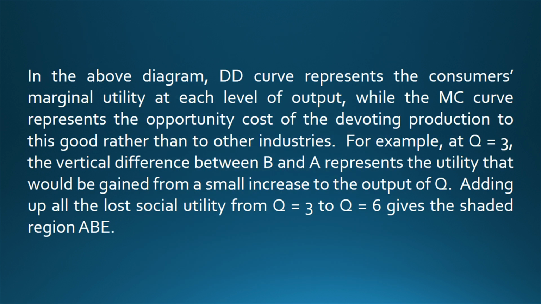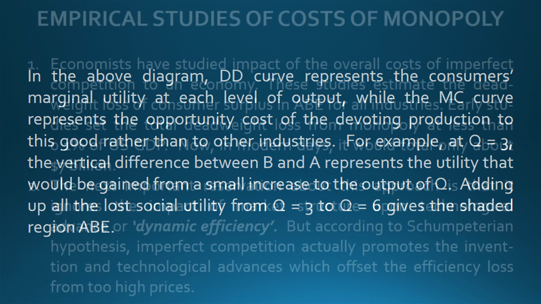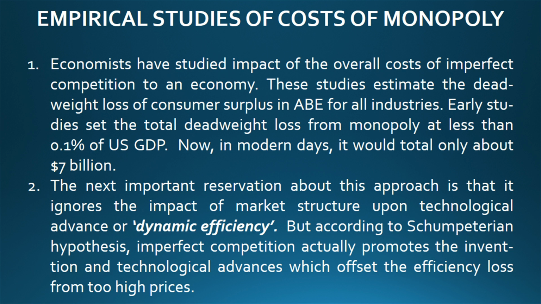In the above diagram, the DD curve represents the consumer's marginal utility at each level of output, while the MC curve represents the opportunity cost of devoting production to this good rather than to other industries. For example, at Q equals 3, the vertical difference between B and A represents the utility that would be gained from a small increase in the output of Q. Adding up all the lost social utility from Q equals 3 to Q equals 6 gives the shaded region of BE. Empirical studies of costs of monopoly.